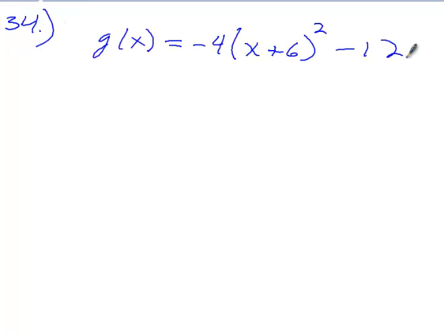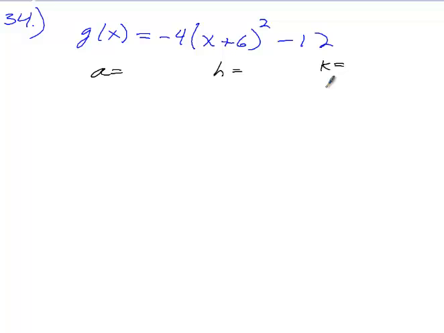So, last problem, number 34. What does number 34 say? And what do the directions say? Okay. So, first of all, what form is this in? Is this standard, vertex, or intercept? It's vertex form, right? So what determines if a vertex form quadratic points up or down? Which letter? A. So let's identify our regular pieces. This is in fact vertex form. So what's my A? What's my H? And what's my K?